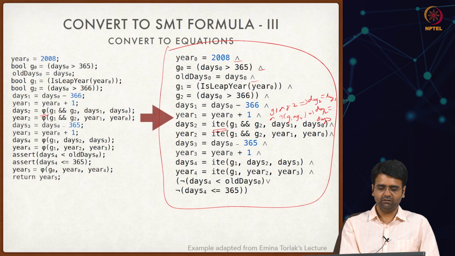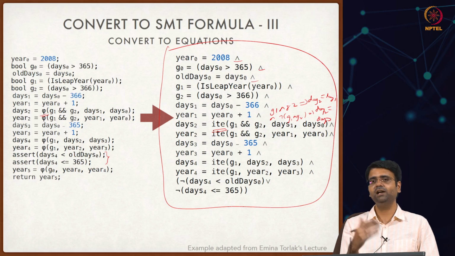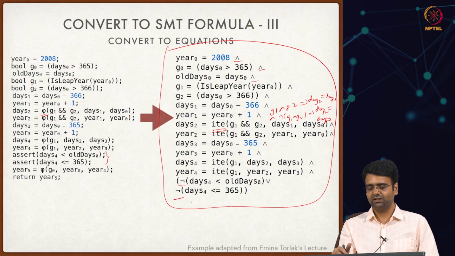And one other thing that I want to highlight is the assertions. So what have we done with the assertions? Remember that we are interested in violations of these assertions, because assertion violations correspond to bugs. So in this case, I have just negated the assertions. I have said not of days 4 less than old days 0, which means I am interested in negating this assertion. So I am interested in the value of days 4 which is not less than the value of old days 0. In fact, it is greater than or equal to the value of old days 0. Similarly, OR of these two, so OR of both of these assertions.